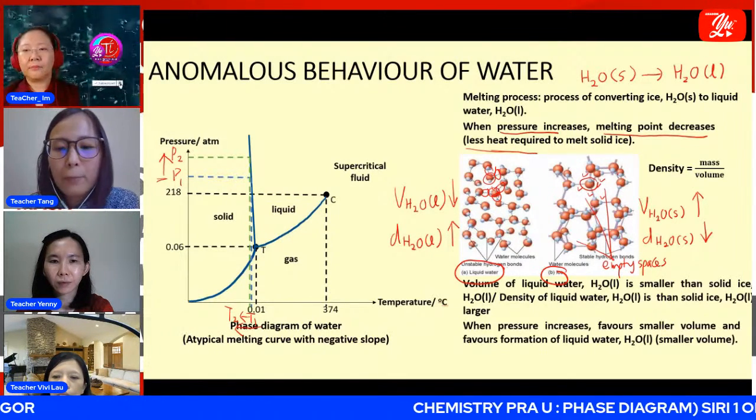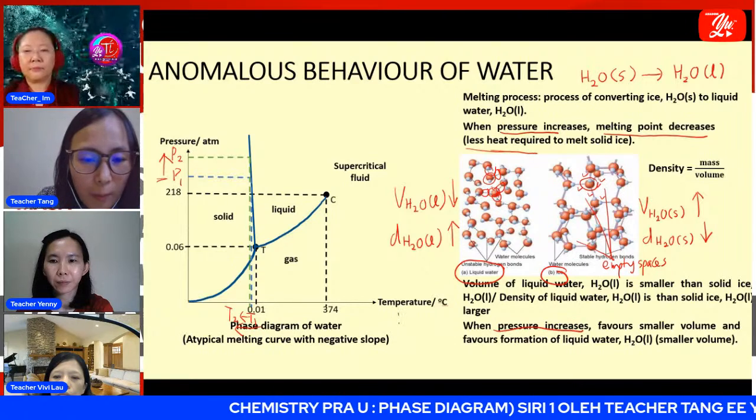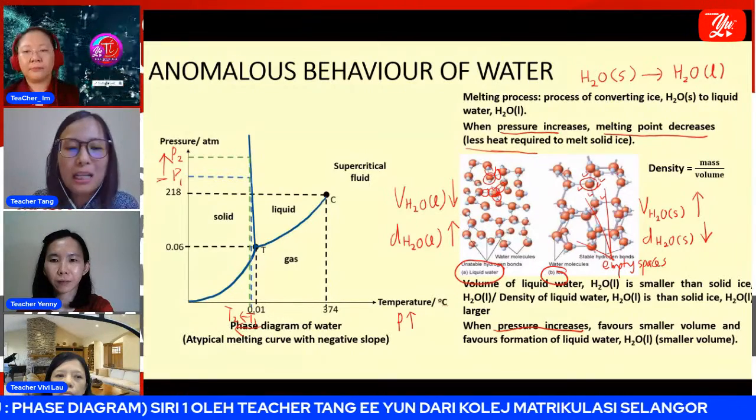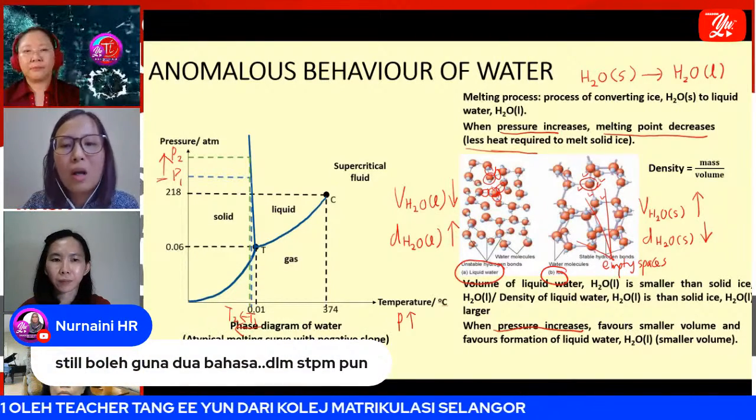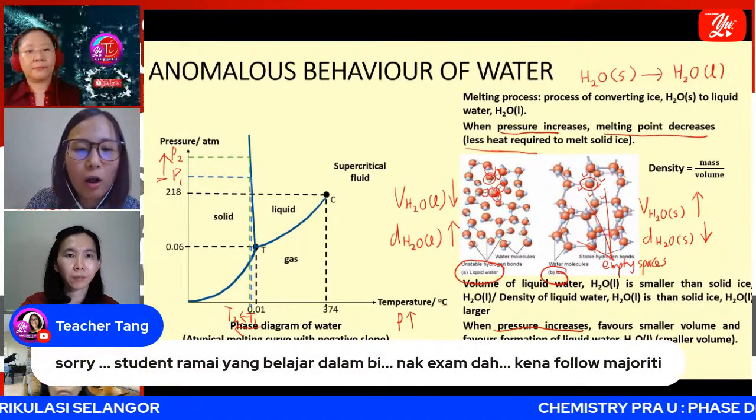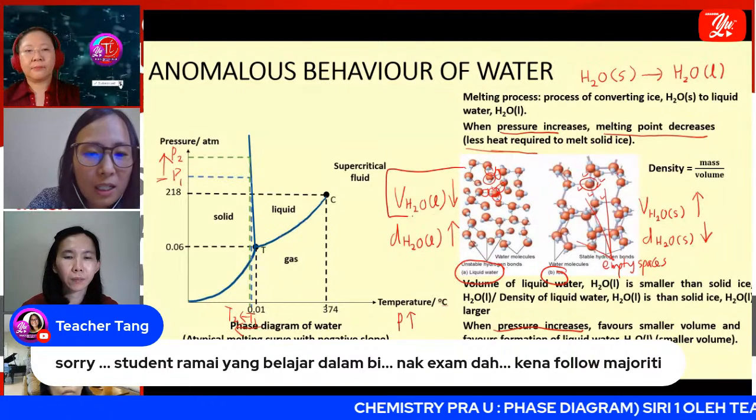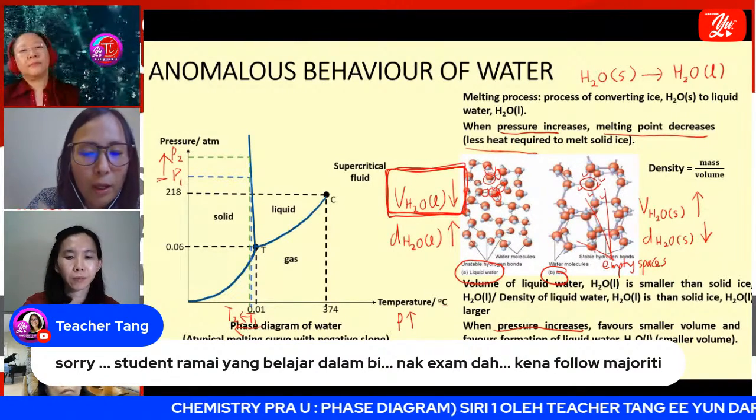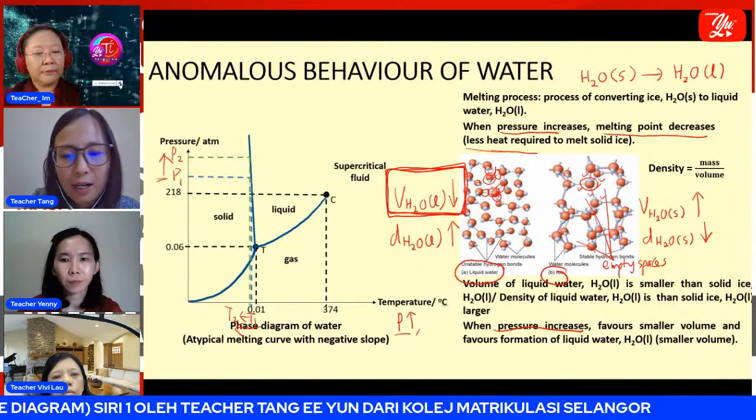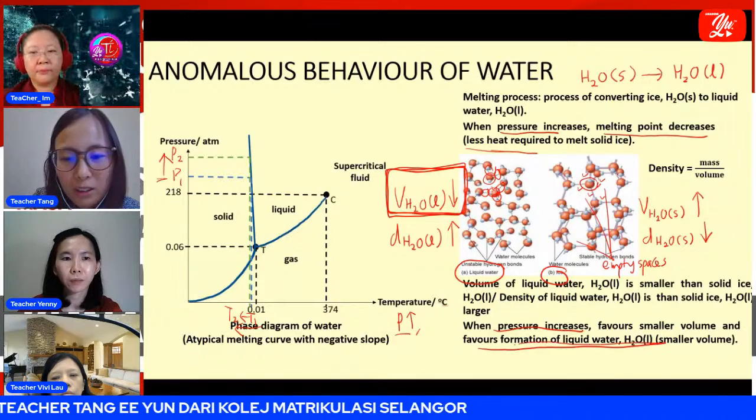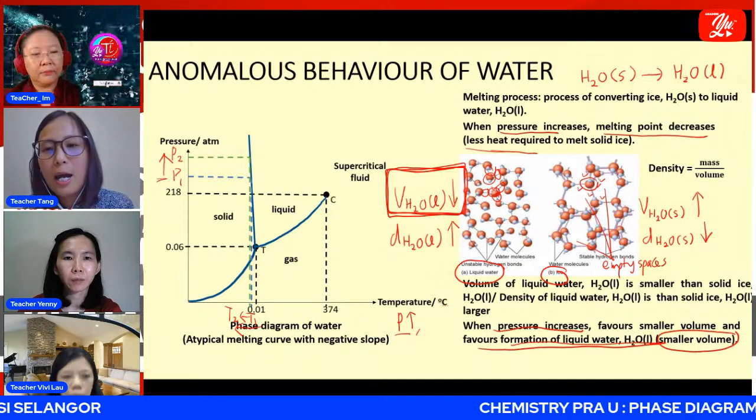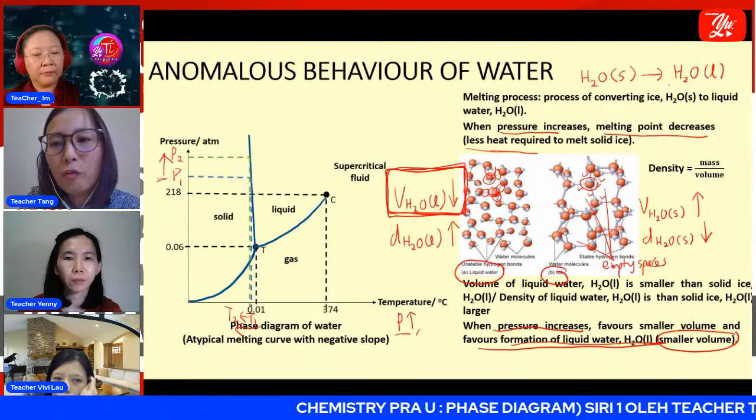Okay, when pressure increases, the particles are being compressed. The liquid molecules are being compressed to occupy smaller volume. Now can you see which one has smaller volume? Liquid water has smaller volume. So in other words, as the pressure increases, it will favor formation of liquid water because liquid water has smaller volume.